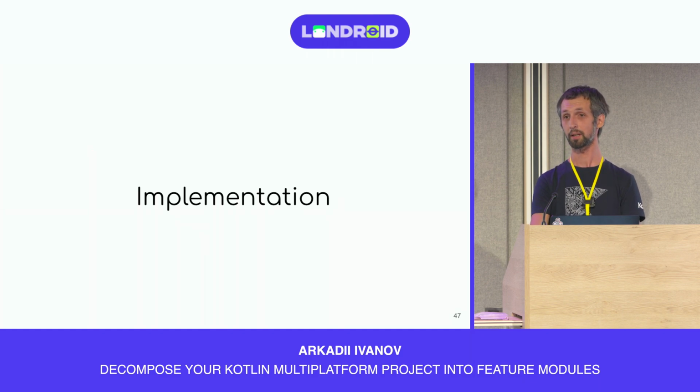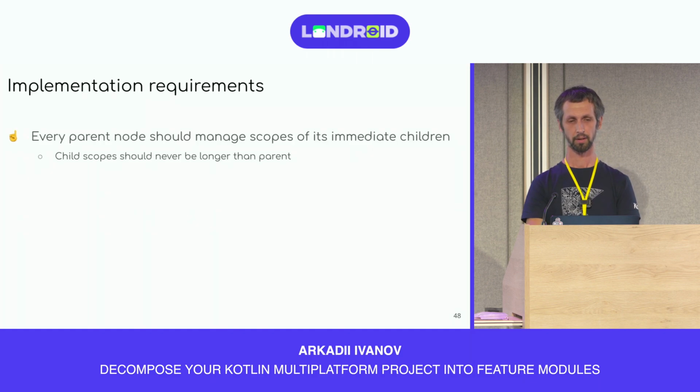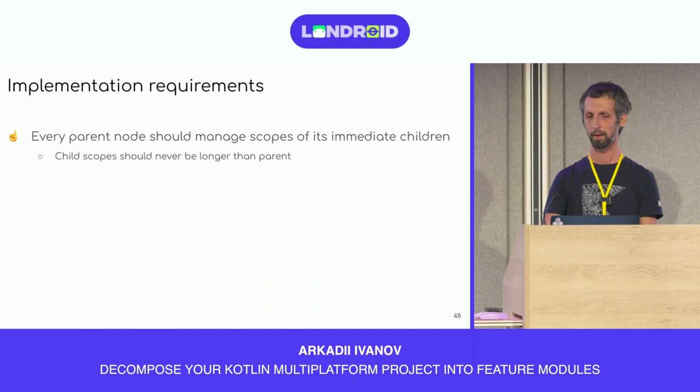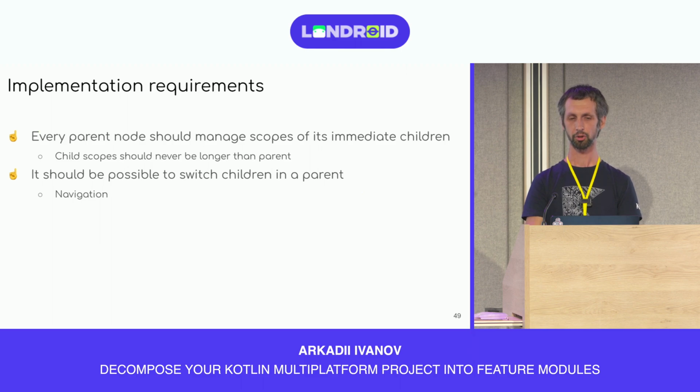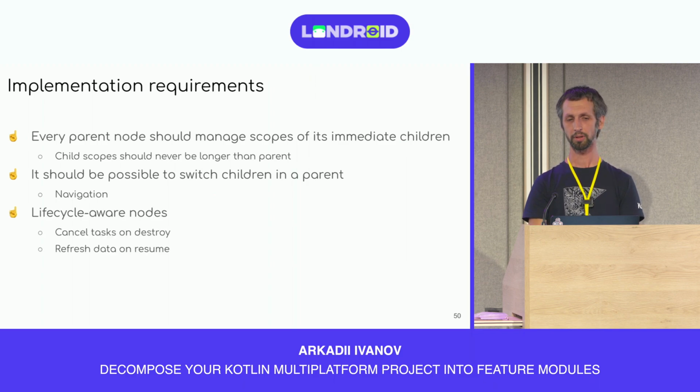But how can we actually implement that? Let's think about requirements. Every parent node should be able to manage the scope of its immediate children. That means that child scopes should never live longer than the parent. And it should be possible to easily switch children in a parent, which means we need navigation. And nodes should be lifecycle aware, so we can scope tasks inside a node, for instance, cancel a task on destroy or refresh data on resume.